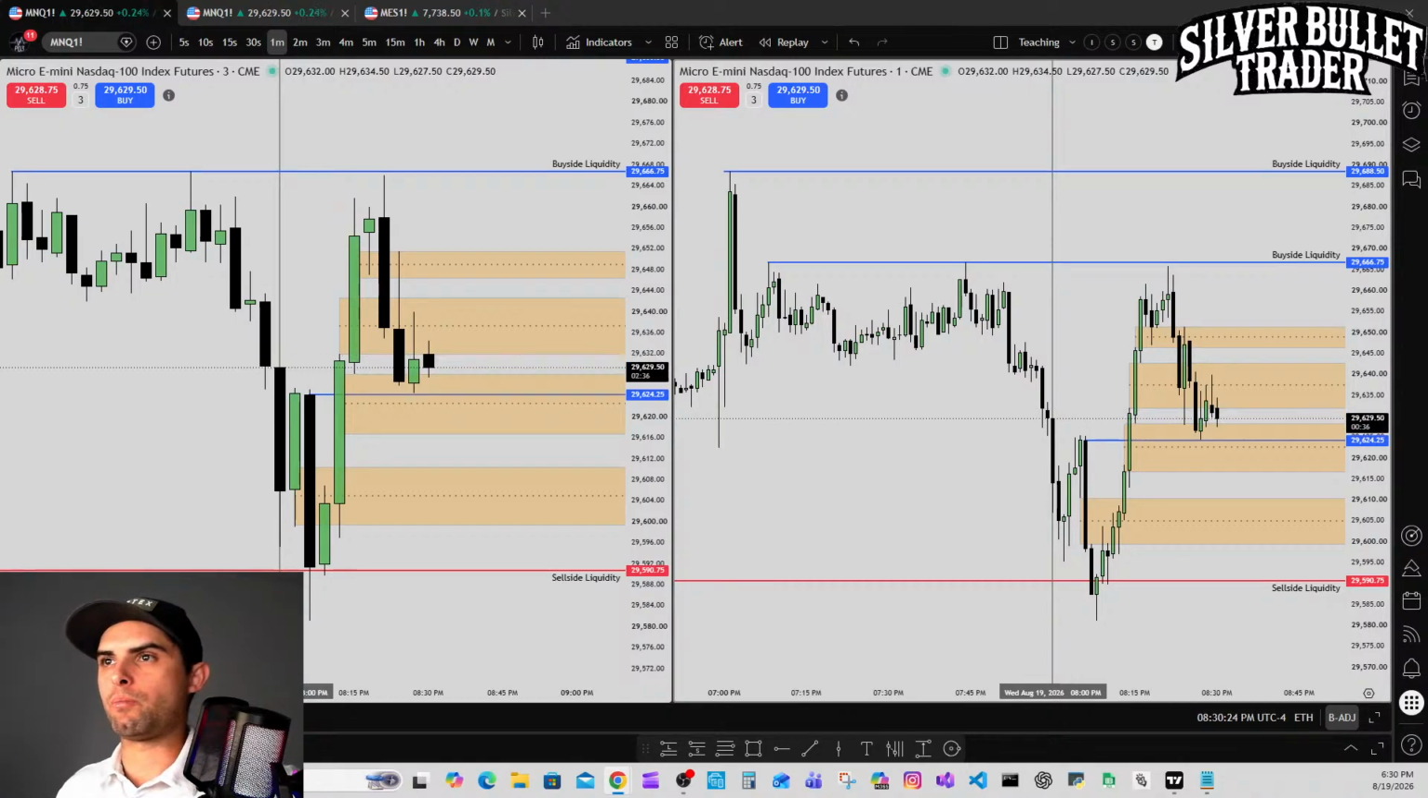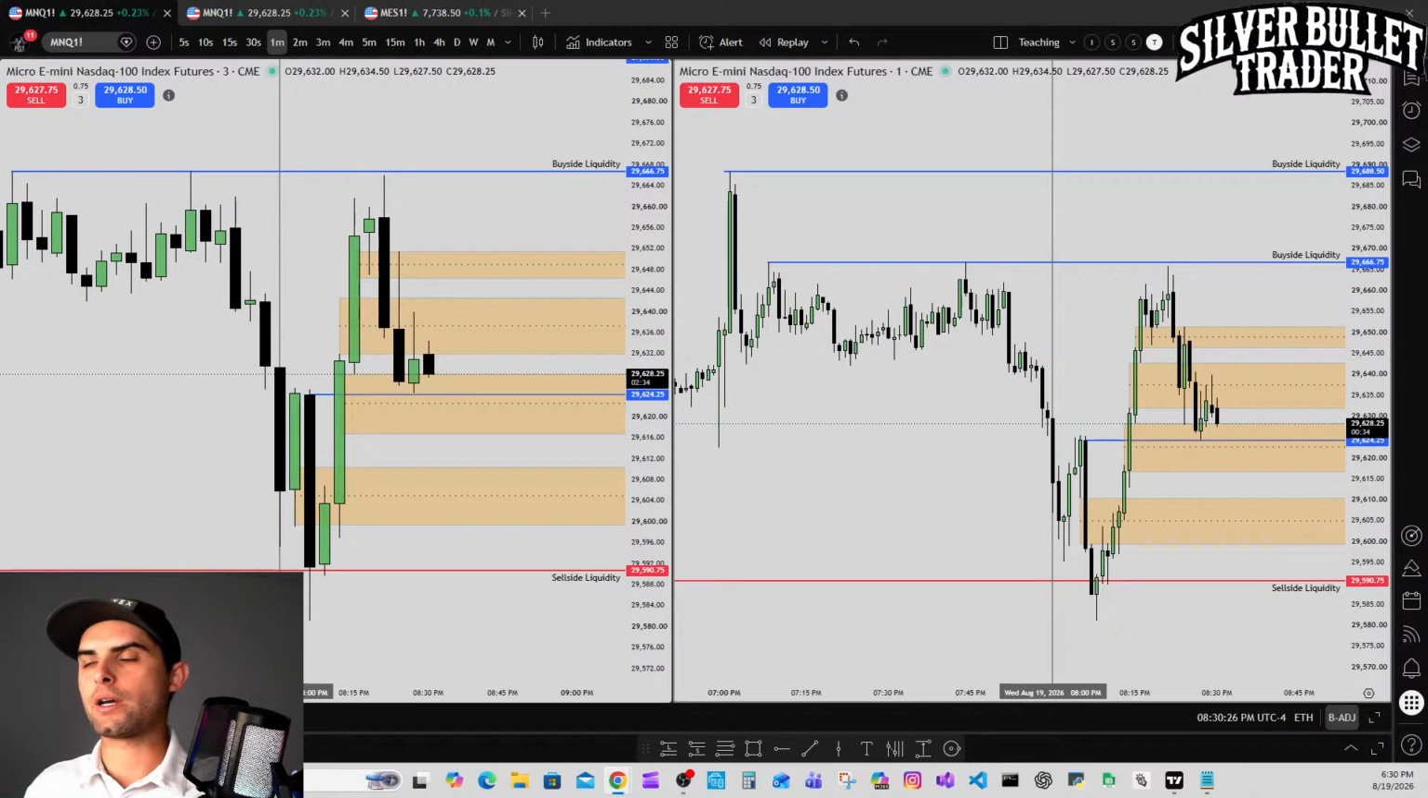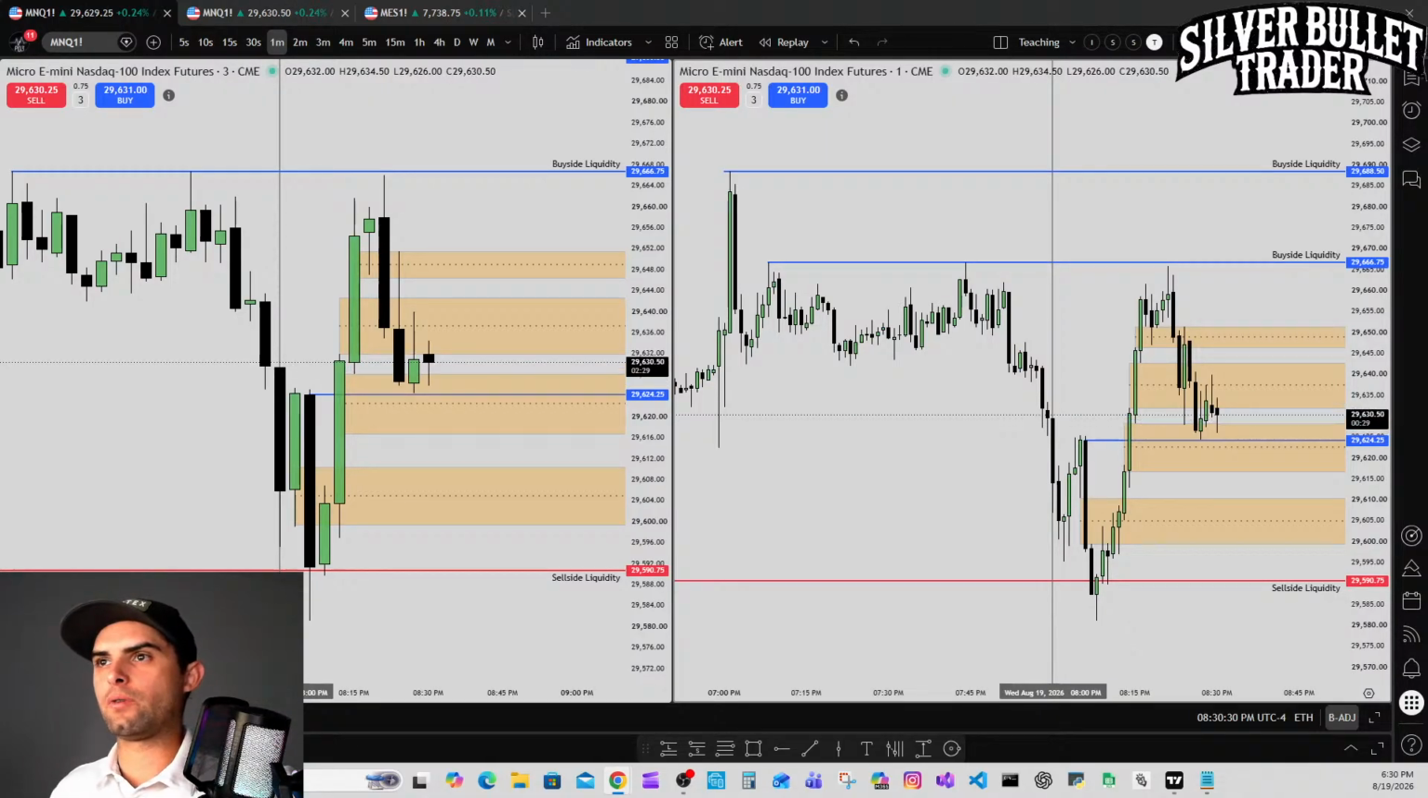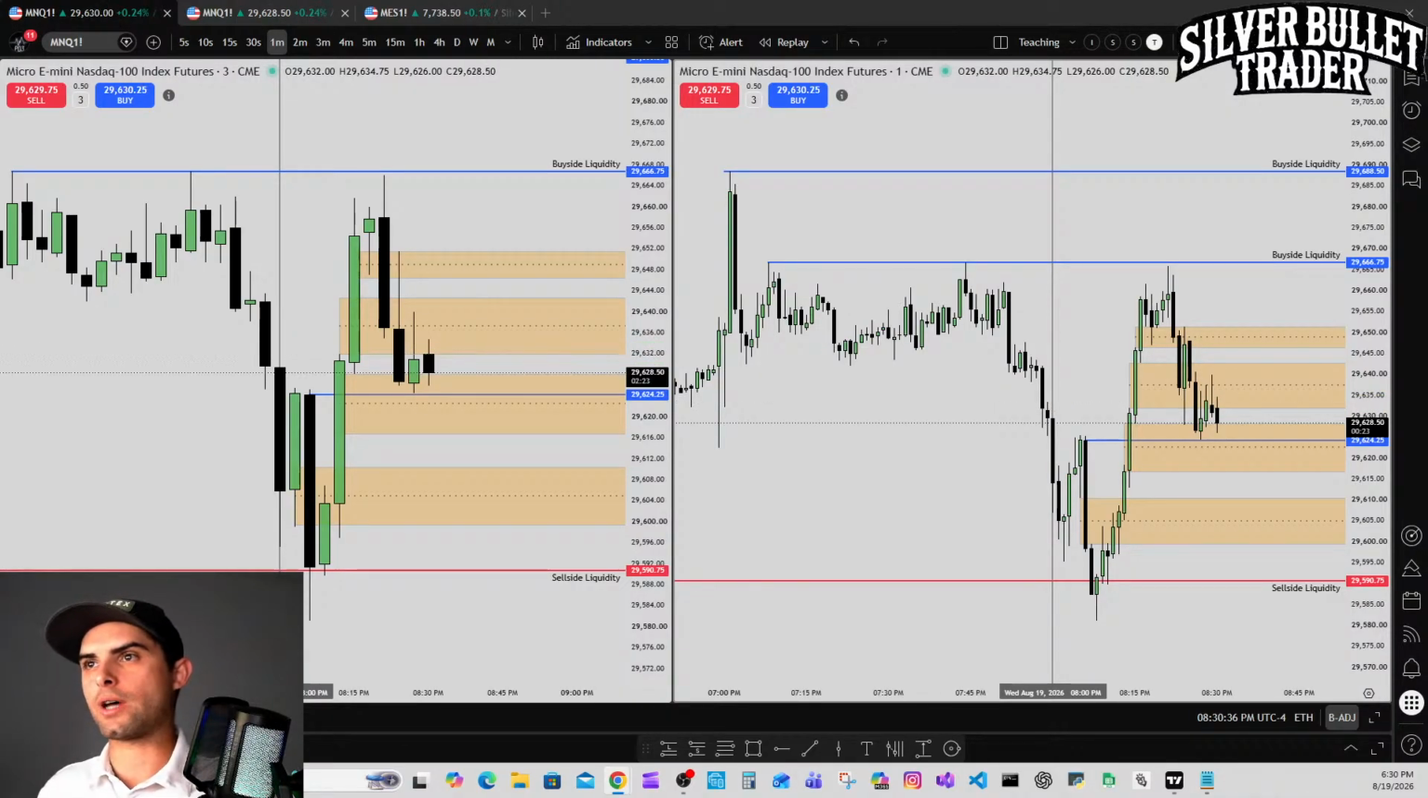Let's see if we can get a little pop right here. The market's trying to decide which direction it's going to go. We'll see if it gets a little pop up. If we can get a single candle that just kind of pops up like that, that's what I'm looking for. I like that. If it can close higher, then we're in a good spot.